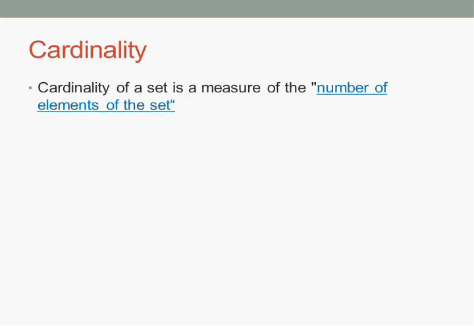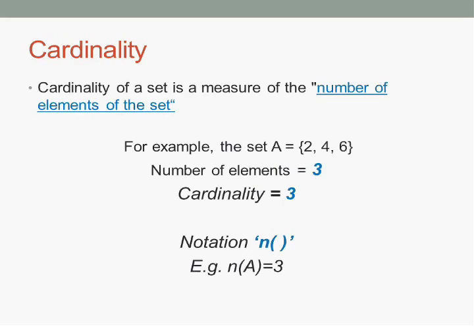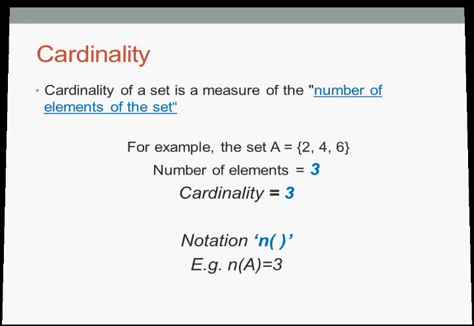What do you mean by cardinality? In mathematics, the cardinality of a set is a measure of the number of elements of the set. For example, the set A equals the set of all 2, 4, 6 contains 3 elements and therefore A has a cardinality of 3. The cardinality of a set A may be denoted by n of A.